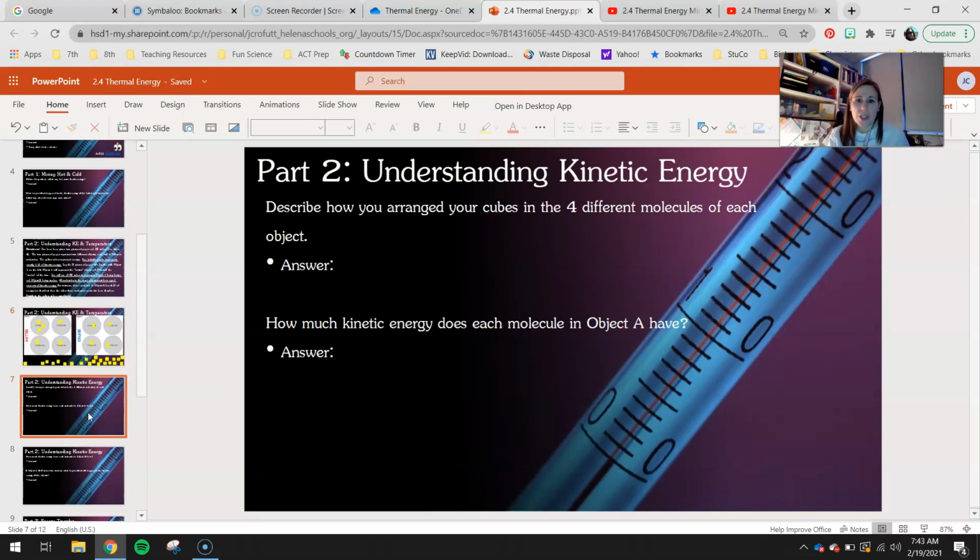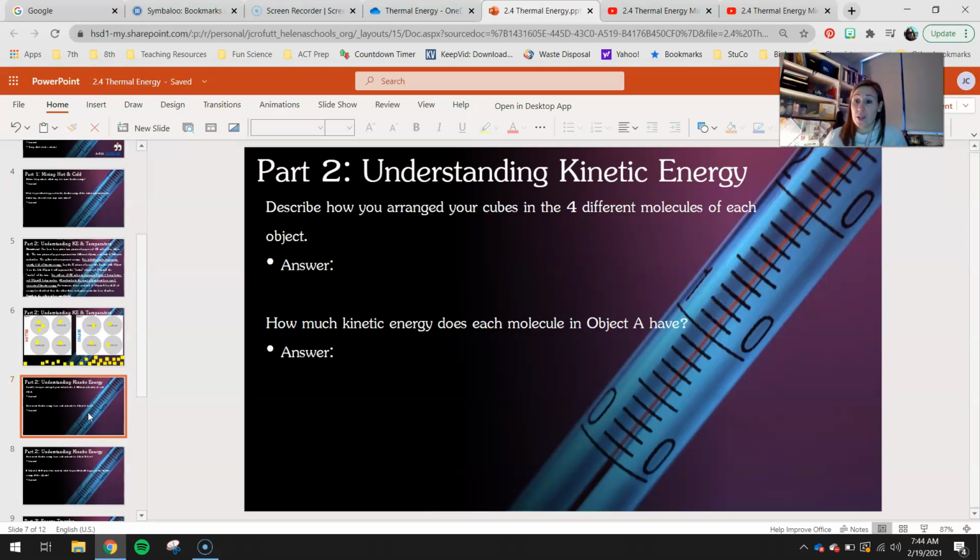Describe how you arranged your cubes in the 4 different molecules of each object. So tell me how many little yellow cubes you used in each molecule on object 1, and tell me how many you used on object 2. So you might say, on object 1 I used 10 energy cubes on each molecule. So there would be a total of 40 for that whole object, okay? Or on average 10 per molecule.